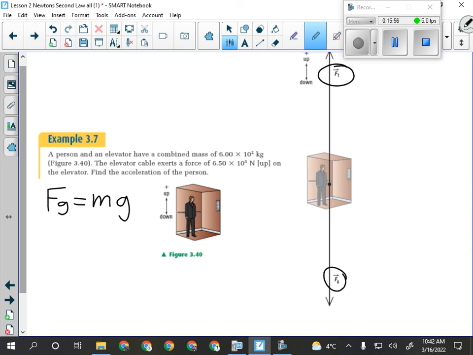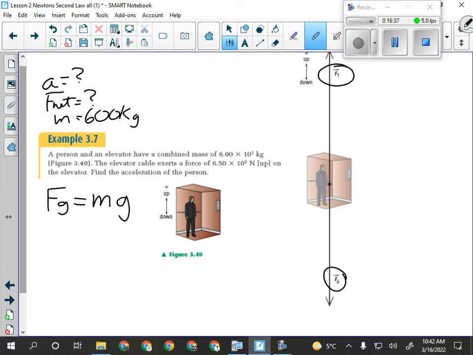Okay, so this question wants us to calculate the acceleration of the person. In order to get that, what do I need? Two things. What two things affect the acceleration of something? The force and the mass. Okay, so I need the net force and I need the mass, which they told me. The mass is 600 kilograms.